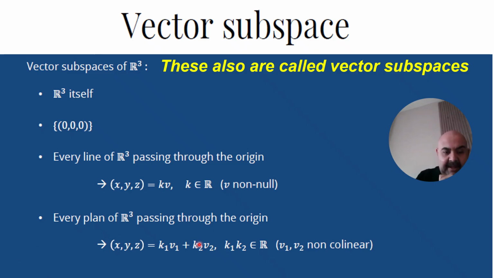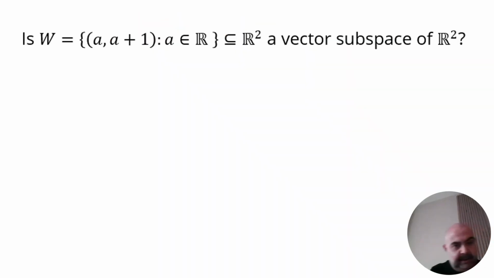Also, the set of planes, which is K1 V1 plus K2 V2, where K1 and K2 belong to R and the vectors are non-collinear, represents the set of planes passing through the origin. It also represents a subvector space of R3.